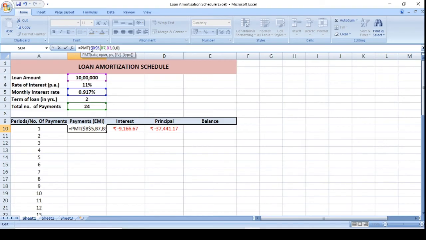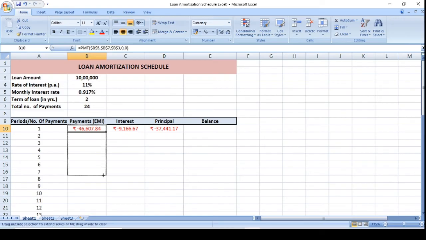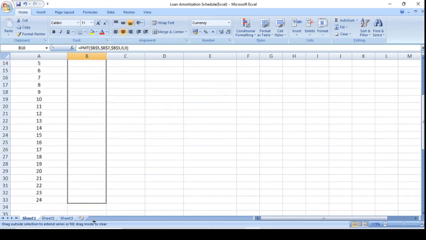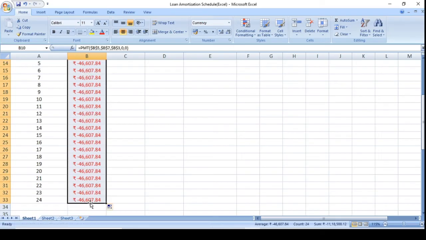Now in B7 we have expressed the number of payments. As the number of payments is also going to be the same throughout the term of this loan, freeze this also. Now the loan amount, which is expressed in B3, is also going to be the same, so freeze the cell in which we have mentioned the loan amount. Now enter, and if we drag this formula, we will get that the equated monthly installment or the EMI will be the same for all the months.